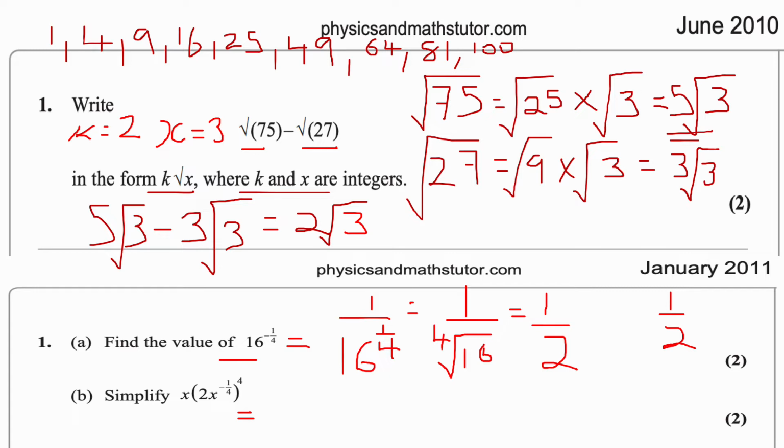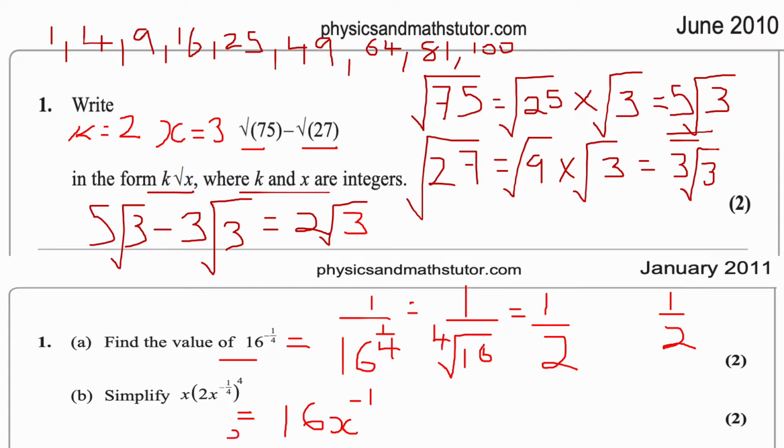Part B, simplify this indice or index. So I'm going to have 2 to the power of 4, which is going to be 16. Now, x to the minus a quarter all to the power of 4, well, I'll just multiply the powers together. So minus a quarter times 4 is minus 4 quarters, which simplifies to minus 1.